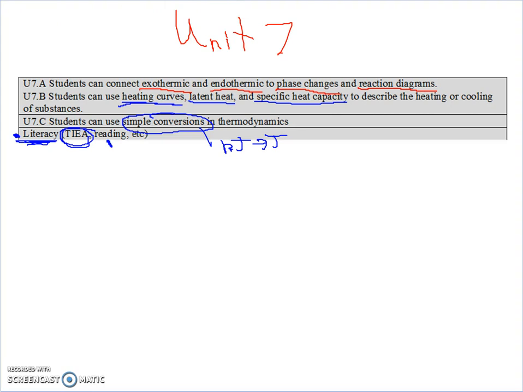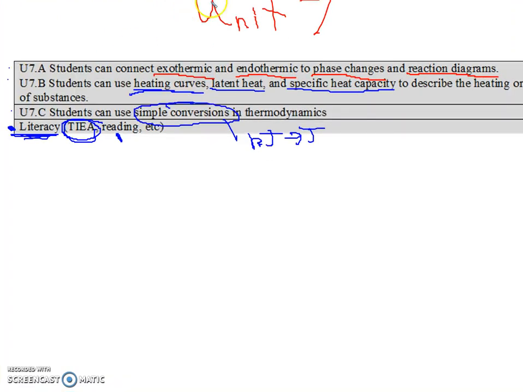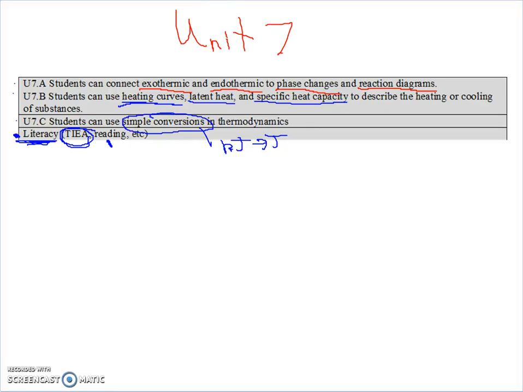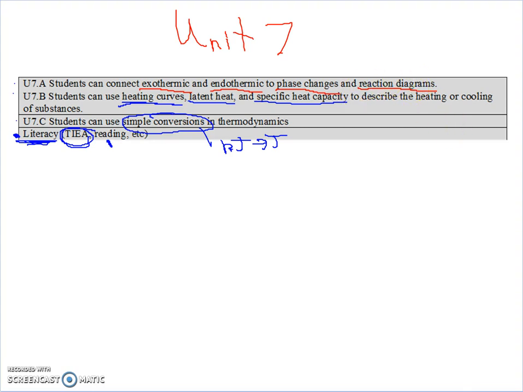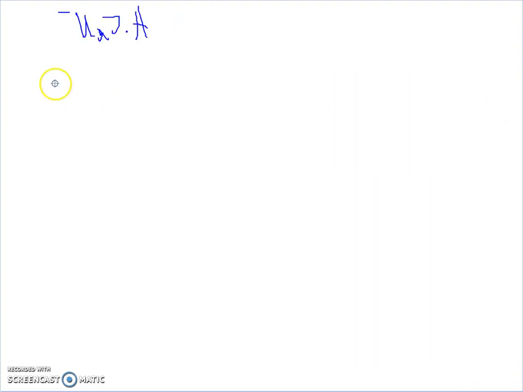Okay, so let's move on and do some review of these A, B, and C. Alright, whoops, sorry, wrong button. There we go. Alright, so the first one is Unit 7A, which has to do with exothermic, endothermic, phase changes, and reaction diagrams. Okay, so let's just start with exothermic and endothermic.